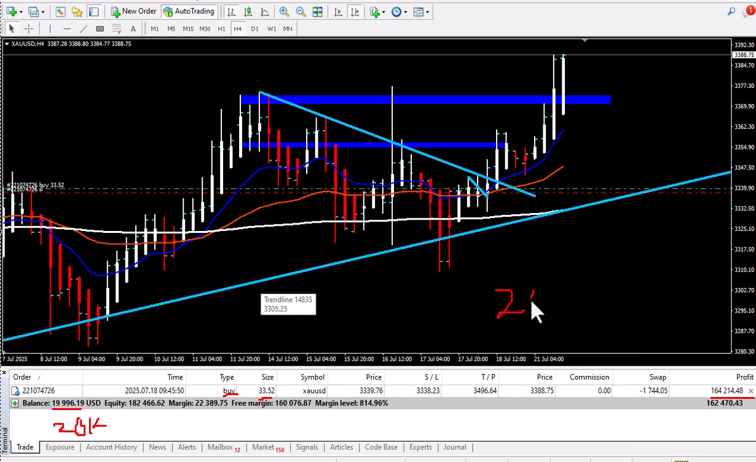And for this trade my target is maybe 200k or 300k. This is my target, and I hope it goes to this area. Let's see how it goes.